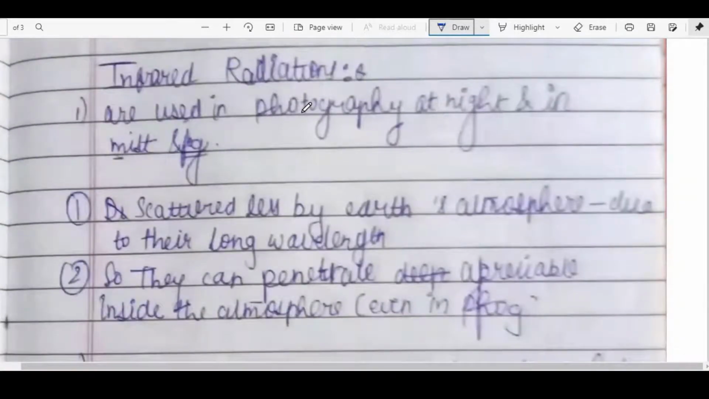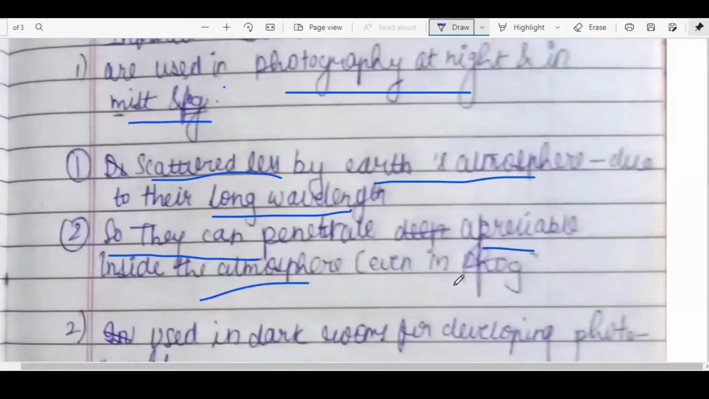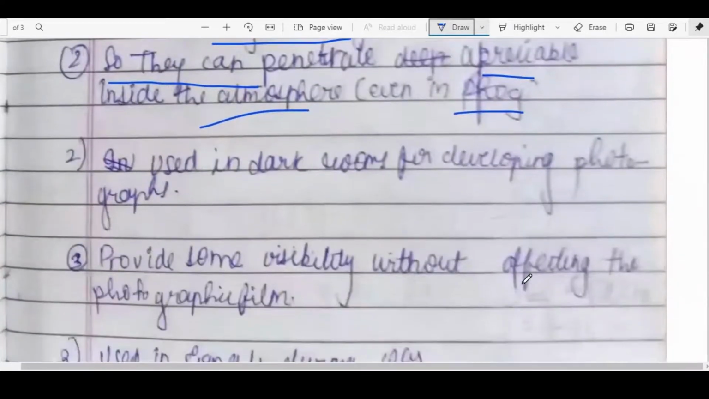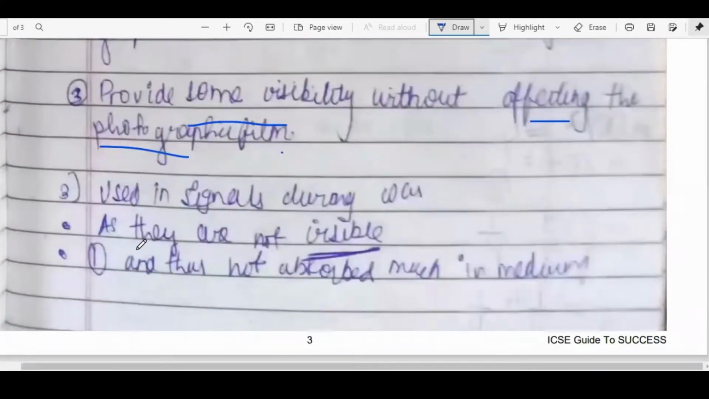Infrared radiations, some important points. They are used in photography at night and in mist and fog. Very important question: because they are scattered less by the Earth's atmosphere due to their long wavelength, they can penetrate appreciably inside the atmosphere even in fog. Secondly, they are used in dark rooms for developing photographs, because they provide some visibility without affecting the photographic film. Thirdly, they are used in signals during war, as they are not visible and do not get much absorbed in the medium.